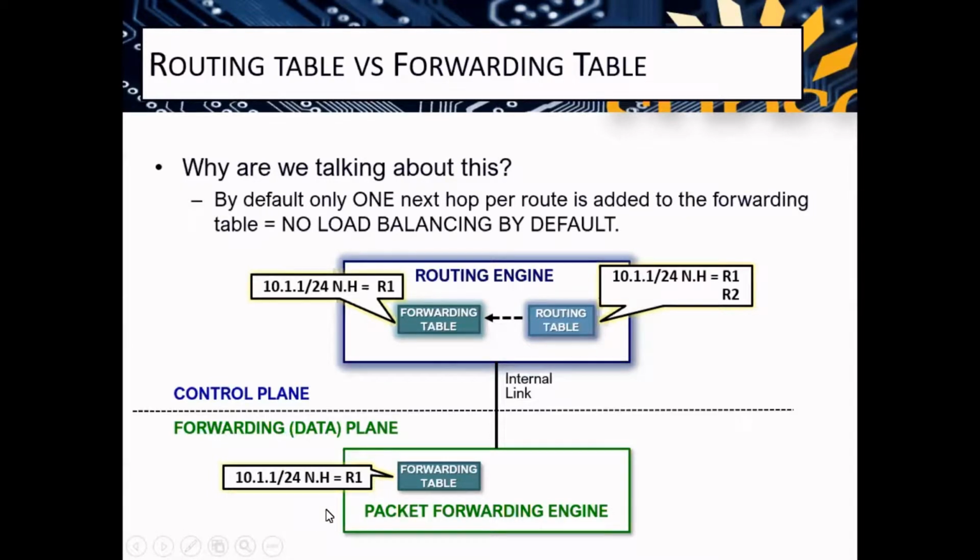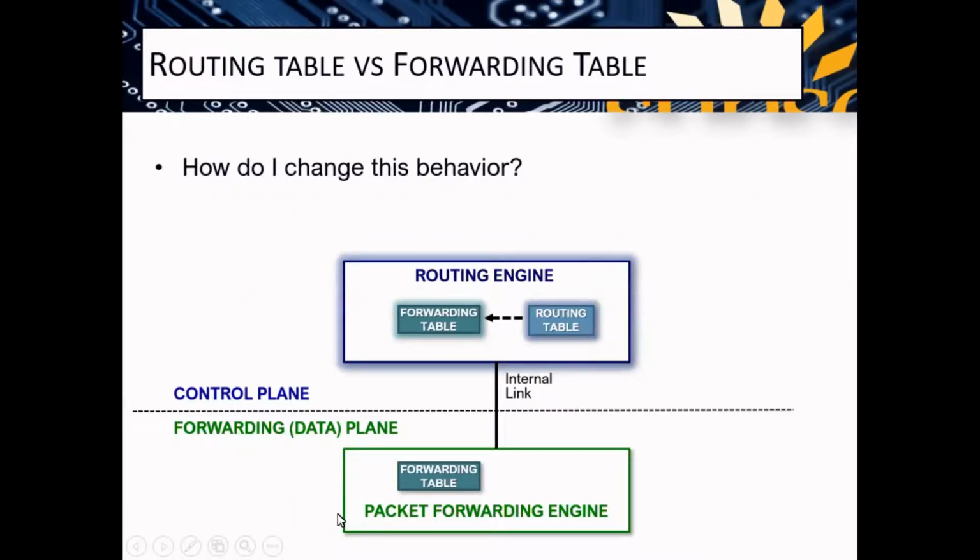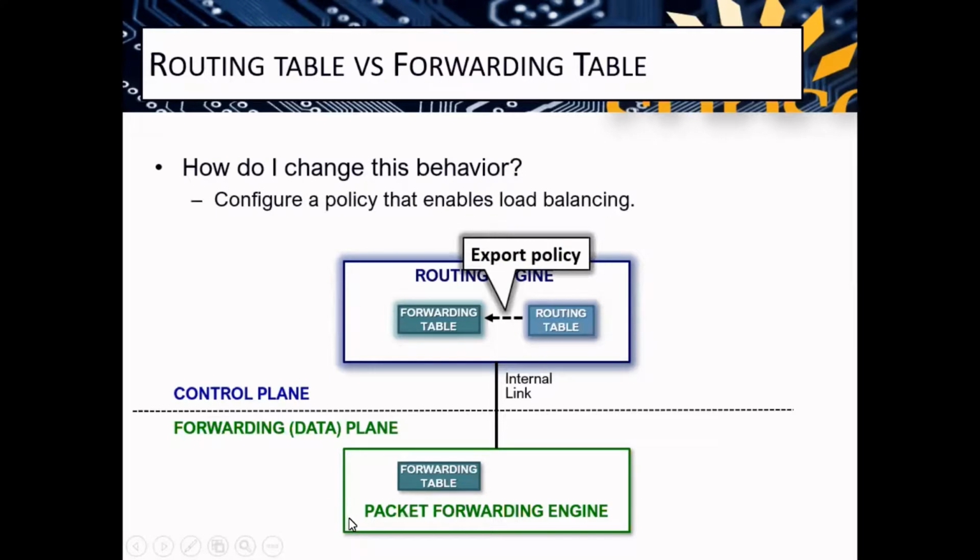So the next question is, how do I change that? Well, what we're going to do is configure a routing policy. And I know that Dan, for example, was here this morning. We were talking about policies. We are going to apply this policy between the routing table and the forwarding table. And it's going to be an export policy because we're exporting those next hops from the routing table into the forwarding table. So this policy is going to have an action of then load balance per packet. And that's what's turning on the load balancing process.